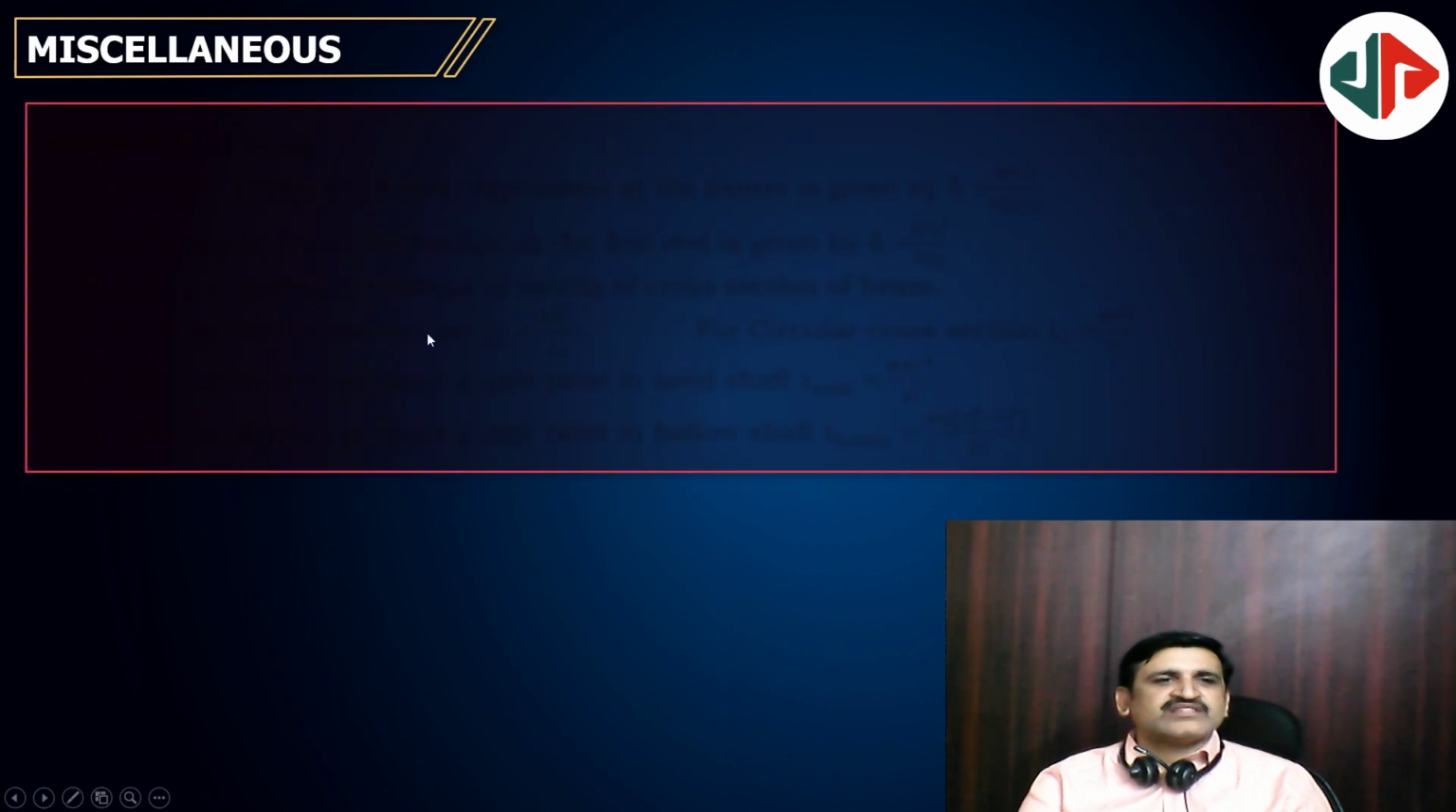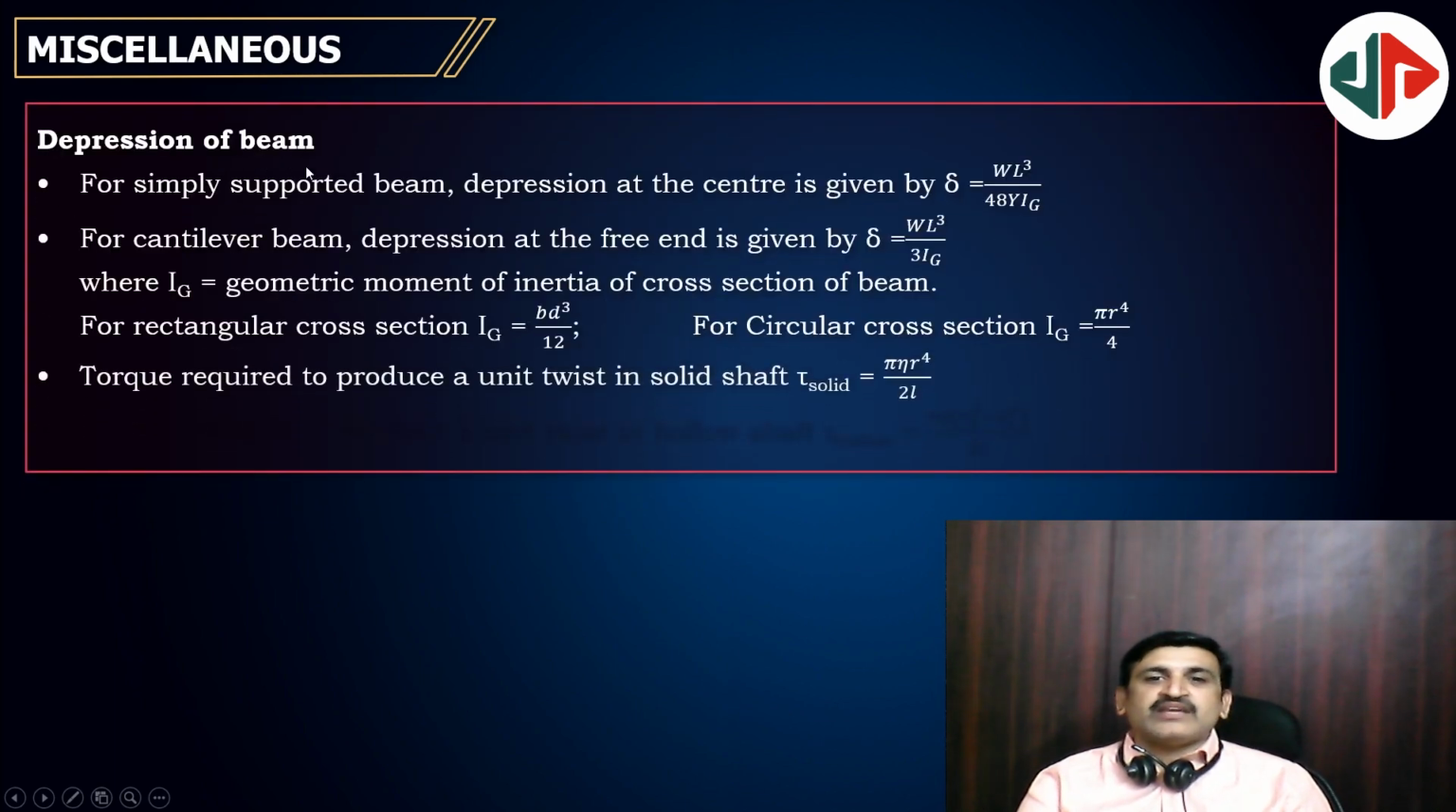These are miscellaneous points. Depression of the beam is delta equals WL cube by 48 YI. Actually, it is breadth actually. So WL cube, weight, length, 48 Y and breadth. Next, for cantilever beam depression, delta equals WL cube by 3 Iz, where Iz is the geometric moment of inertia. In that automatically everything will come. For rectangular cross section Iz equals BD cube by 12, and for circular cross section Iz equals pi r power 4 by 4.